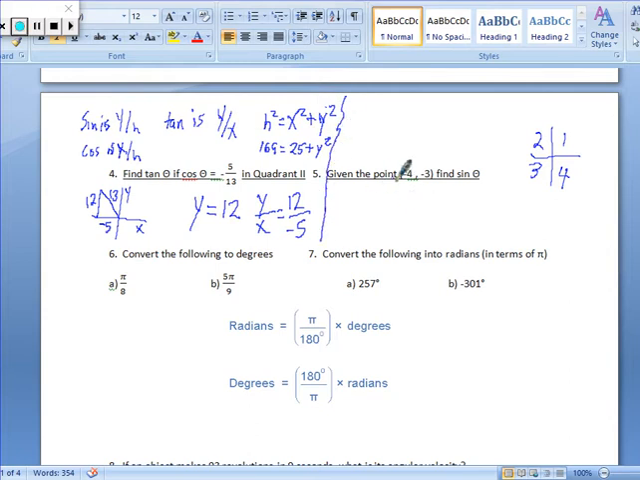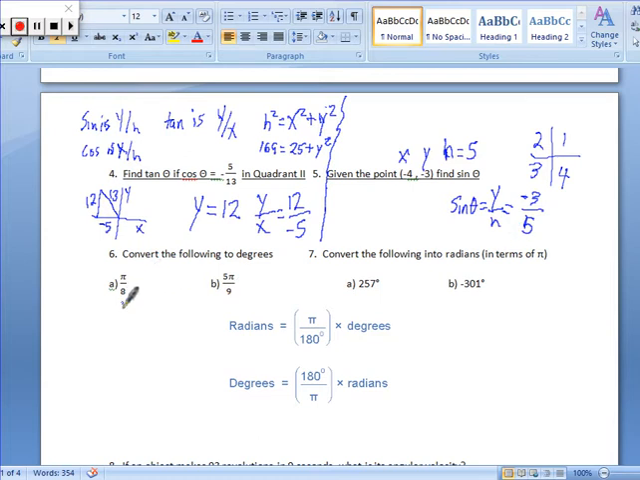Right here, given the point x, which is negative 4, y, which is negative 3, find sine. So remember, sine of theta is going to be y over the hypotenuse. So you have your x, you have your y, and once you do the Pythagorean theorem, you're going to find that the hypotenuse is equal to 5. It's a positive 5. So this is going to be equal to negative 3 over 5.